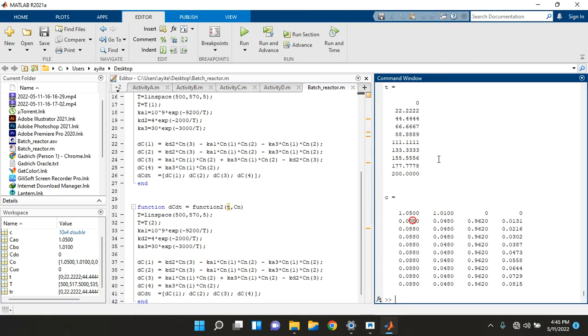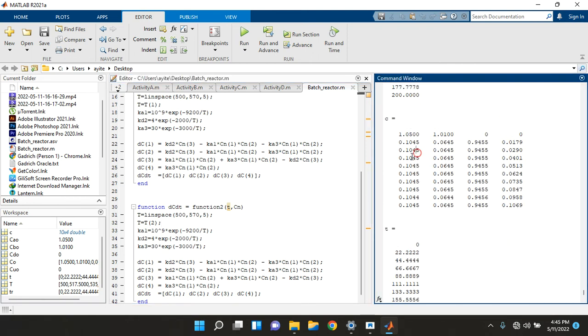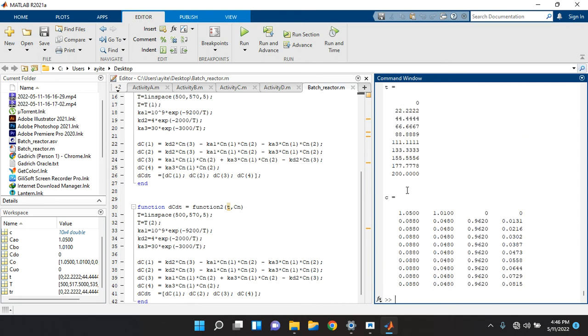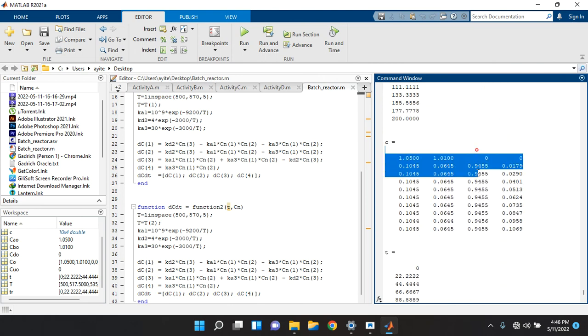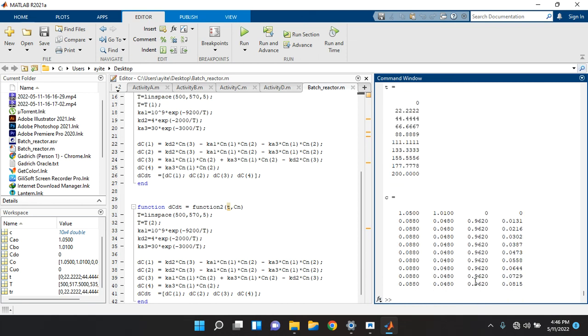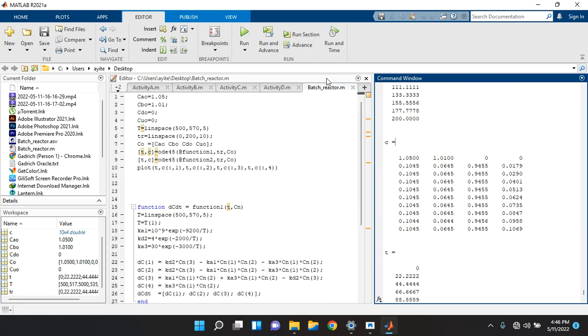So I have a C here and another C here, and from these 2 C's, the first column is the concentrations of A, concentrations of B, concentrations of C, and concentrations of U. Same here, CA, CB, CD, and CU. So we are plotting the graphs of just the CD. So you take CD here and take CD here. How are you going to do it?